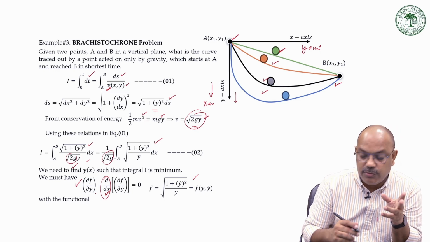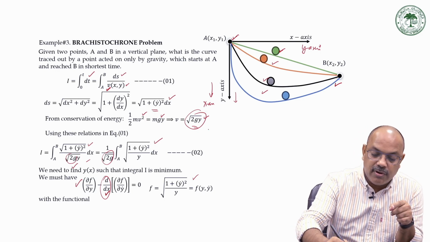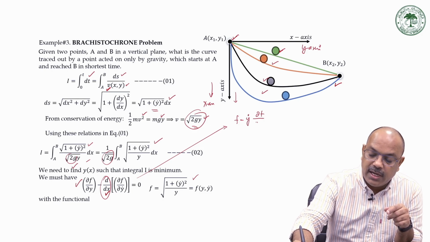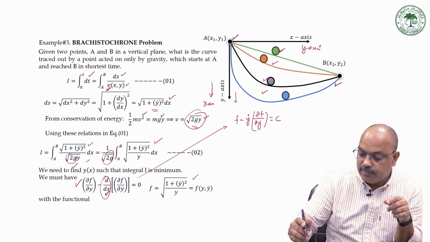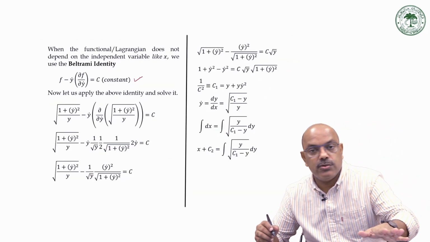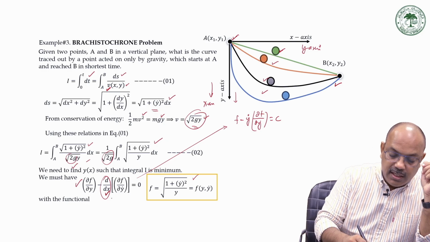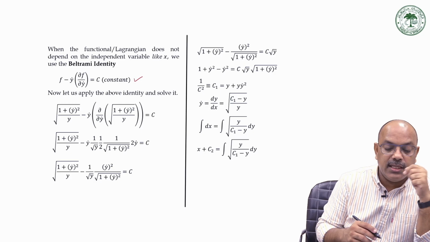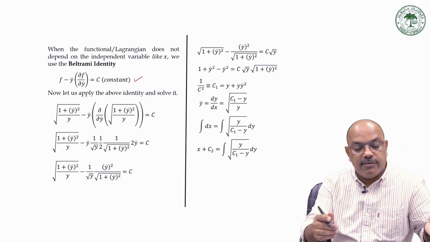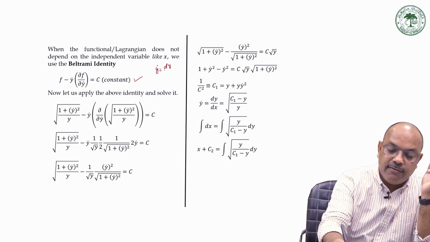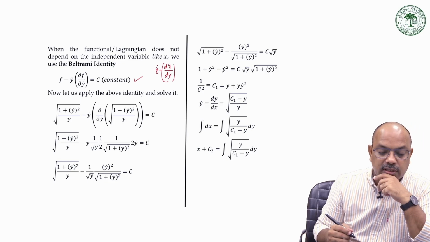So for that I have to use the Beltrami identity, which says that f minus y dot delta f by delta y dot is equal to c. Okay. So I'm going to use this. If my function is not depending upon the independent coordinate, I'm going to use the Beltrami identity, which solves everything in terms of this y dot, because we have already defined y dot as my dy by dx.